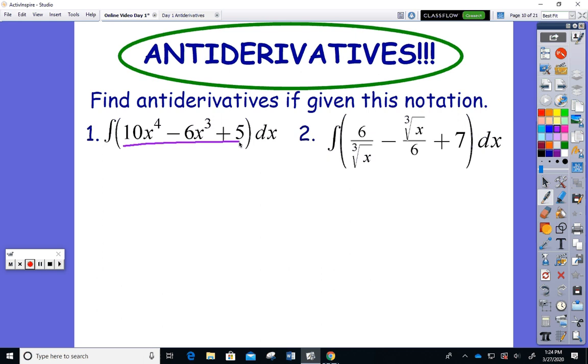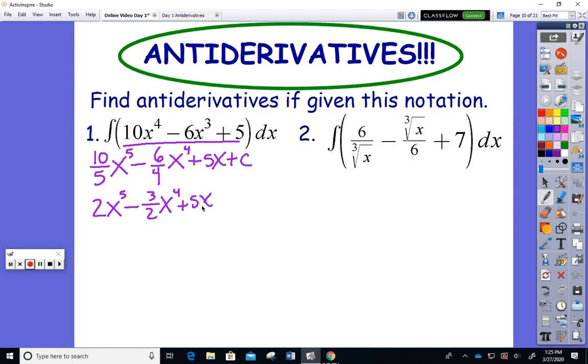So I'm going to say, okay, well, the 10x to the 4th term, I have to have an x to the 5th term, and I'm going to have 10 divided by 5. And I'm going to have the x to the 3rd term is going to raise up to x to the 4th. And I'm going to say 6 divided by that 4. The antiderivative of 5 is just 5x, and I'm going to have plus c. I'm going to go ahead and clean up 10 over 5 to 2. I bet a lot of you are already doing that. 6/4 reduces to 3/2. And I'm done with this problem. So this is no more difficult than what we did before. I'm just trying to get you used to the new notation.